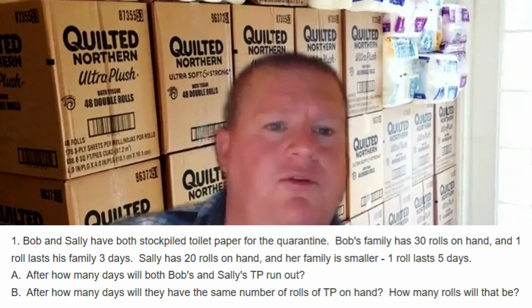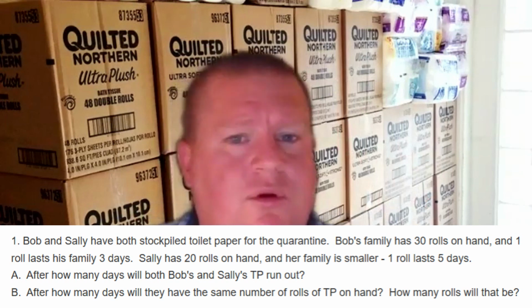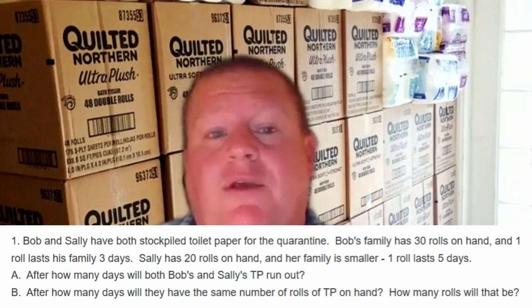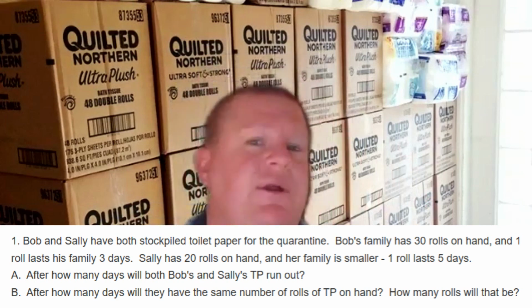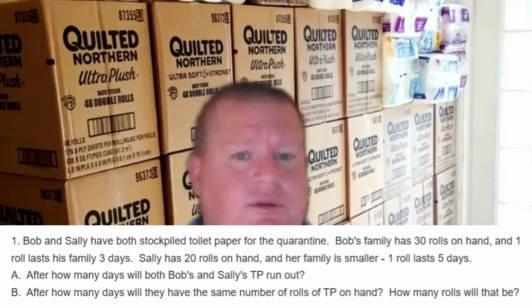Our first question asks, if Bob and Sally both have stockpiled toilet paper for the quarantine, Bob's family has 30 rolls on hand, but one roll lasts his family 3 days. Sally has less, 20 rolls on hand, but her family is smaller. One roll lasts 5 days.